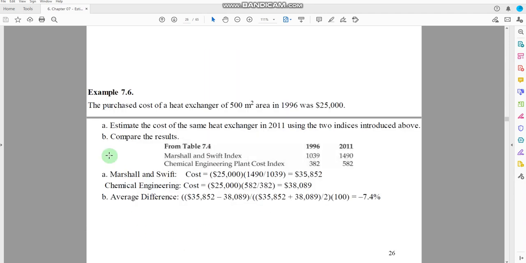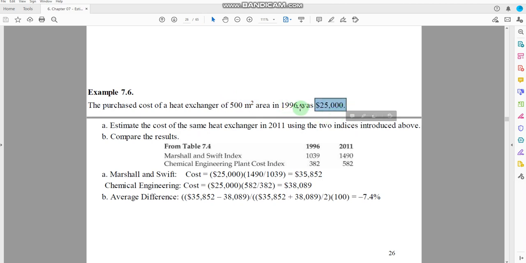Now let us solve one of the questions here and see how the cost index can affect the cost of the equipment. The purchase cost of the heat exchanger of 500 meter square area in 1996 was $25,000. Estimate the cost of the same heat exchanger, so the area would be the same, in 2011 using two indices introduced above. Compare the results. Okay, so the area is the same and the cost is provided for 1996. That comes out to be 25,000.